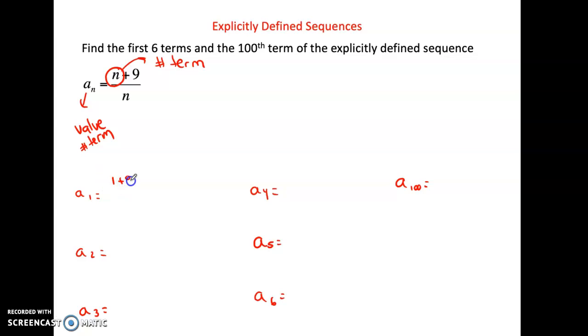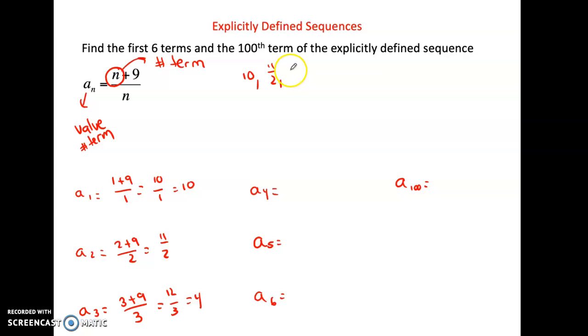So 1 plus 9 over 1 gives me 10 over 1. So the value of the first term is 10. For 2, it's going to be 2 plus 9 over 2, and we get 11 halves. You can keep it as an improper fraction as long as it's reduced. And substitute 3 in there. We're going to get 3 plus 9 over 3. We get 12 over 3, which is 4. So far in this pattern, it's going to be 10, 11 halves, which is 5.5, and then 4.